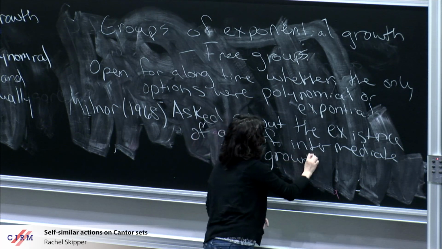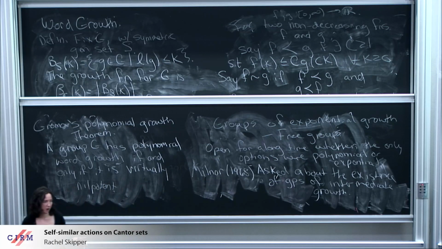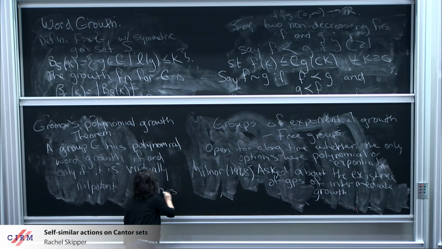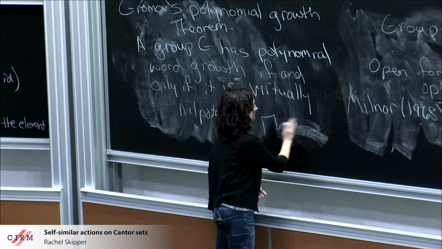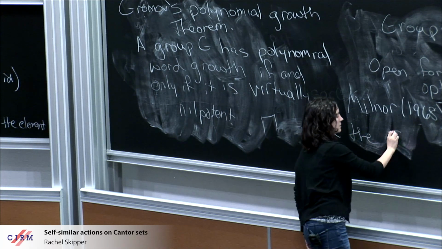So when we say intermediate growth, what we mean here is strictly faster than any polynomial and strictly slower than any exponential function. And by our list of properties here, our group gamma has intermediate growth. So gamma gave the first example.